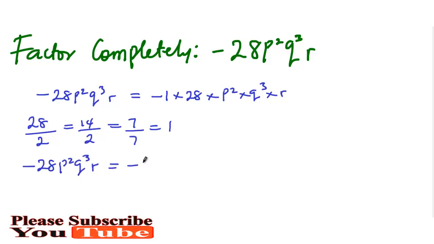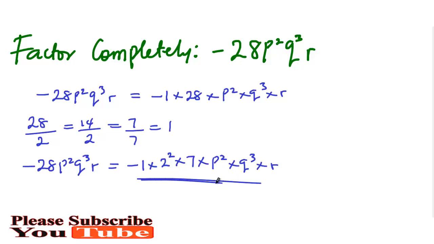thing as minus 1 times 2 raised to power 2 times 7. The idea behind 2 raised to power 2 is 2 times 2, right? Times 7 times p squared times q cubed times r, right? So that is that about that.